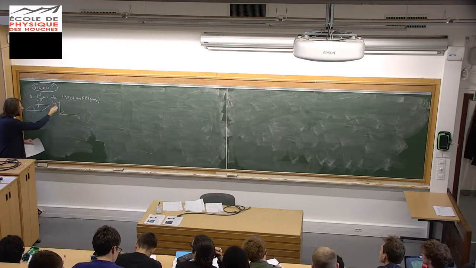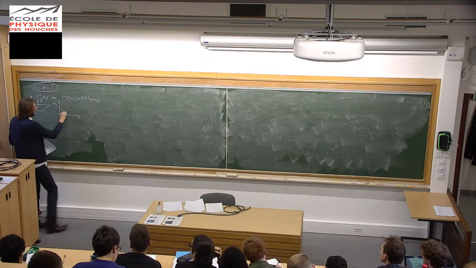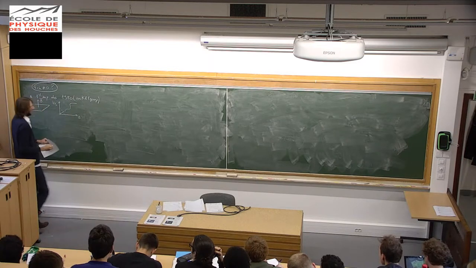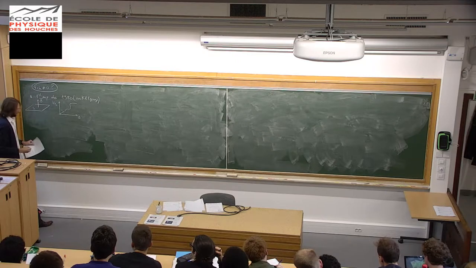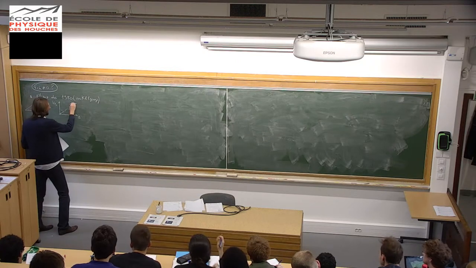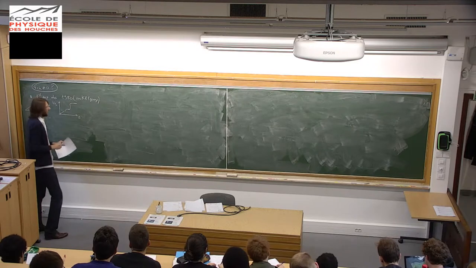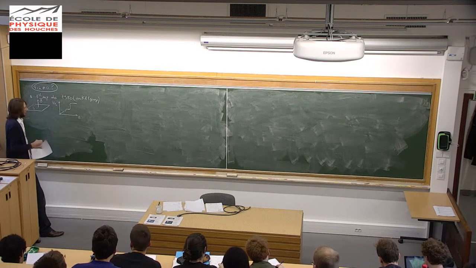So the Hall resistivity behaved linearly with B. But then after some point, he started to see some plateaus. Like this. Here, the magnetic field was of the order of a few Tesla. And indeed, these plateaus were found to be extremely robust. They were confirmed by many other experiments using many different types of materials in many different situations.